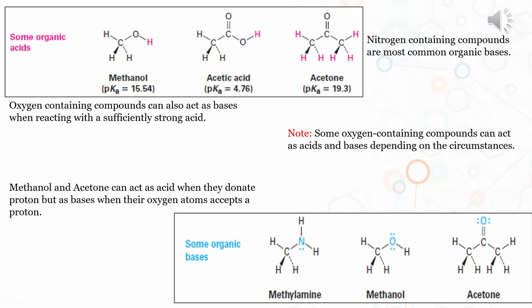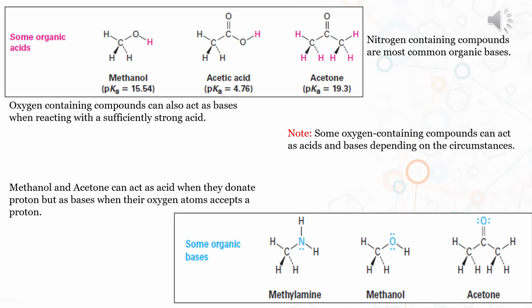Okay, next. On this slide, as you can see, we have some organic compounds that can act as acids or bases depending on the situation. First, let's look at the organic acids shown in this slide. We have methanol, acetic acid, and acetone. If you will notice, all of them contain oxygen atoms, and these oxygen atoms are important because they influence the acidity.